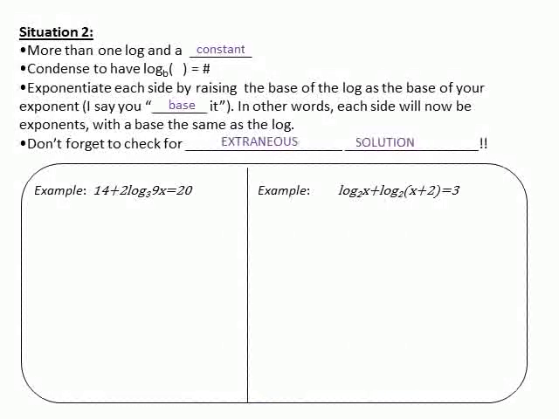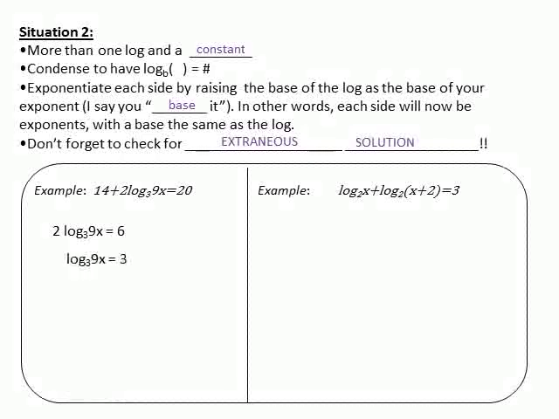So in this first example, we have 14 plus 2 log base 3 of 9x equals 20. Again, the first thing we want to do is isolate our log. So we're going to subtract the 14. So we have 2 log base 3 of 9x equals 6. We still need to get the log by itself, so I'm going to divide by 2. That way we just have log base 3 of 9x equals 3.